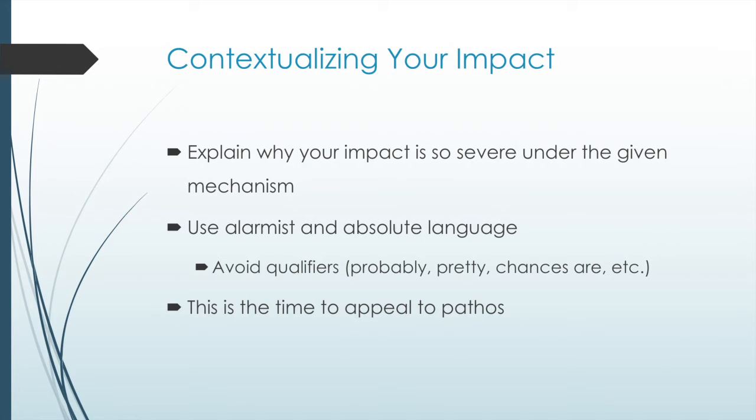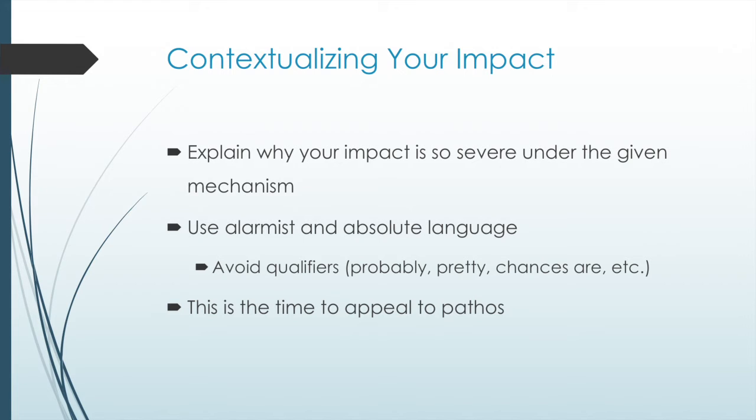So the next step in making a weighing claim after you've named the mechanism that you're going with is to contextualize your impact. So you're going to explain why your impact is such a big deal. This is basically why you picked the mechanism you did, why scope is such a big deal when we're talking about global warming, or why probability is so obviously the mechanism you want to pick when you're talking about structural violence or something like that.